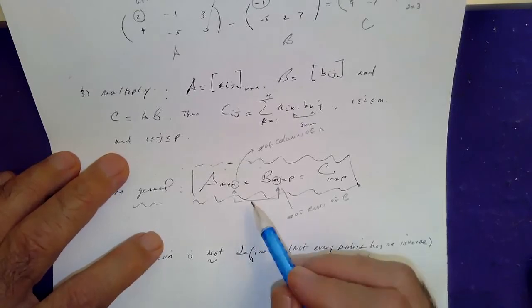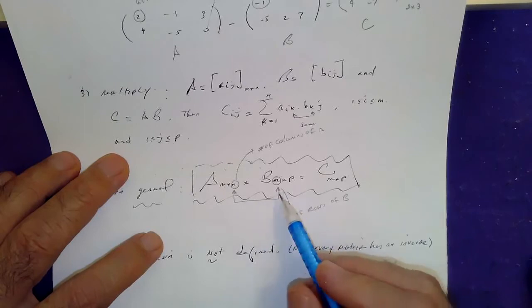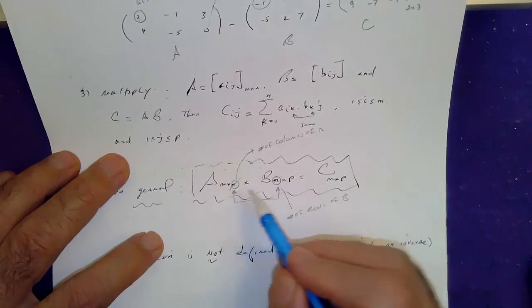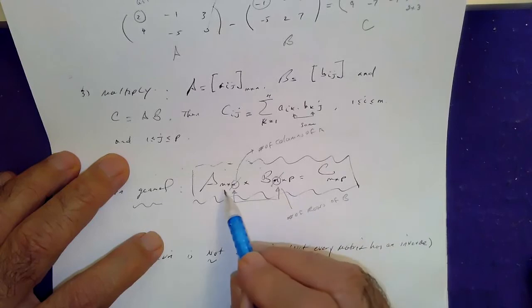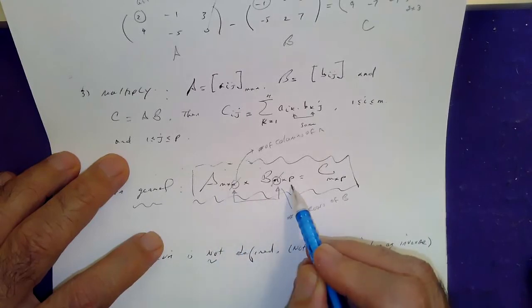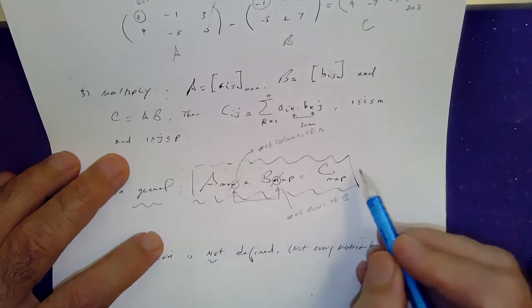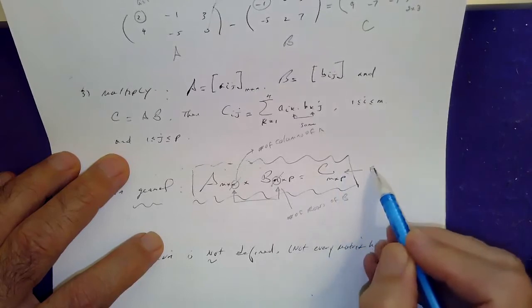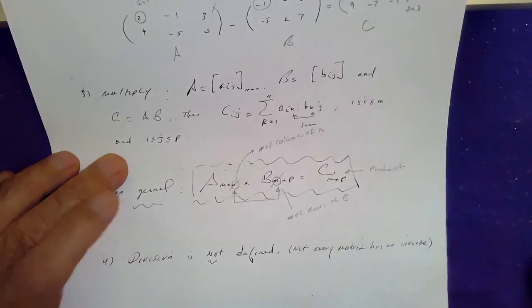However, once you have made sure that you have the right dimensions, if you cancel these out, what's left, which is M and P, is the dimension of the product. So this is my product.